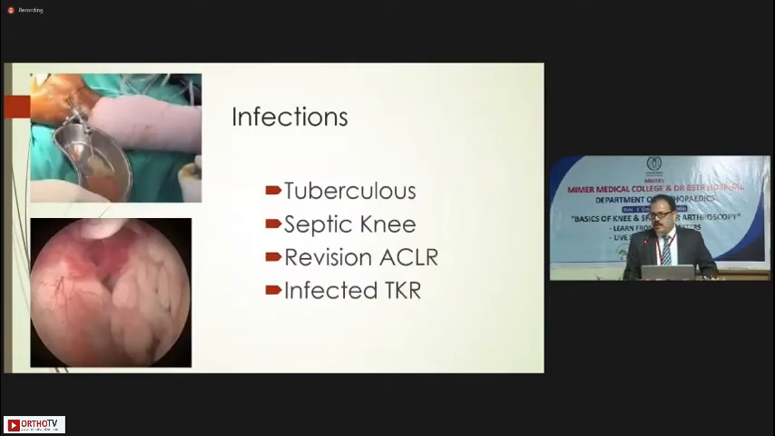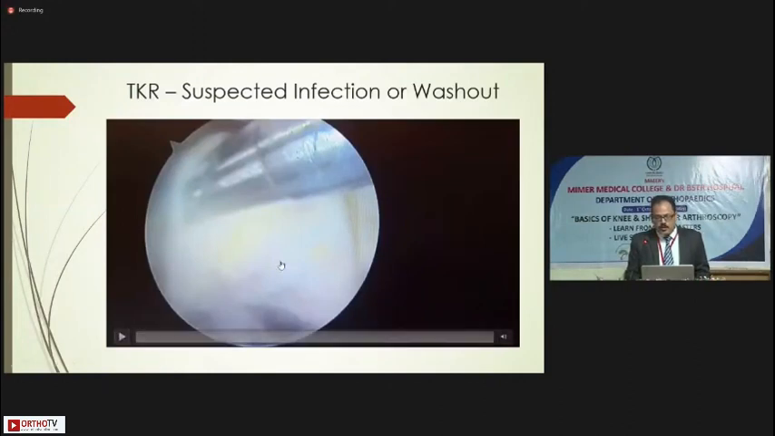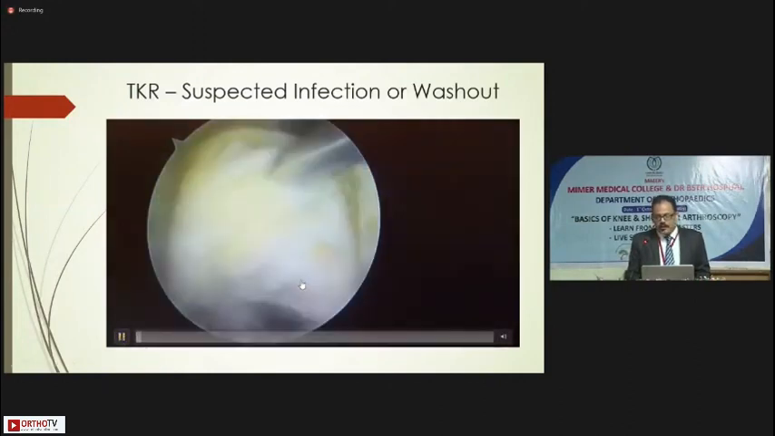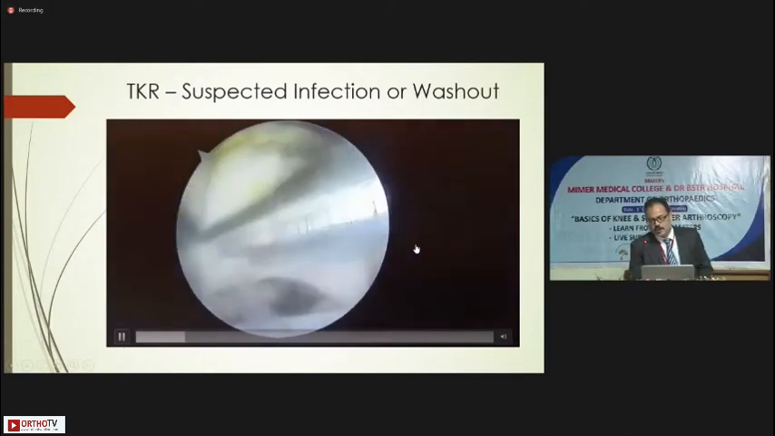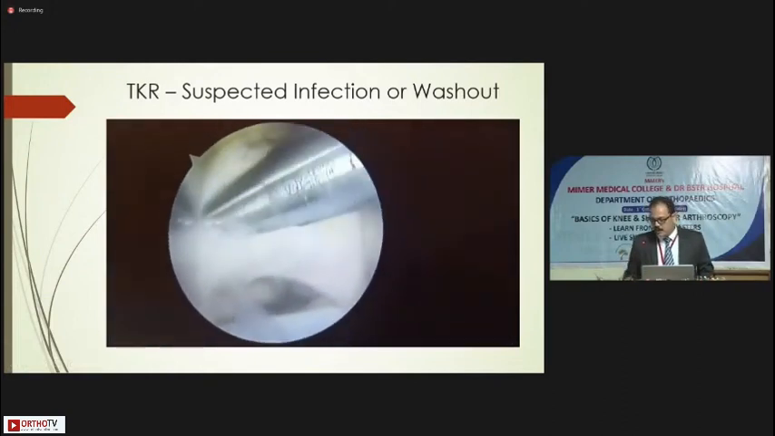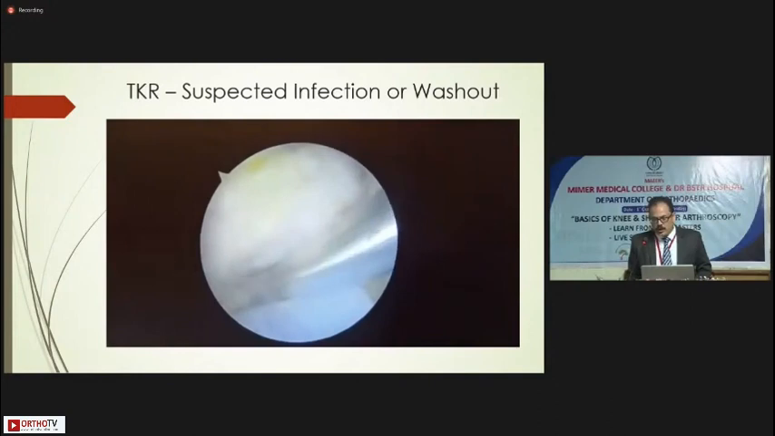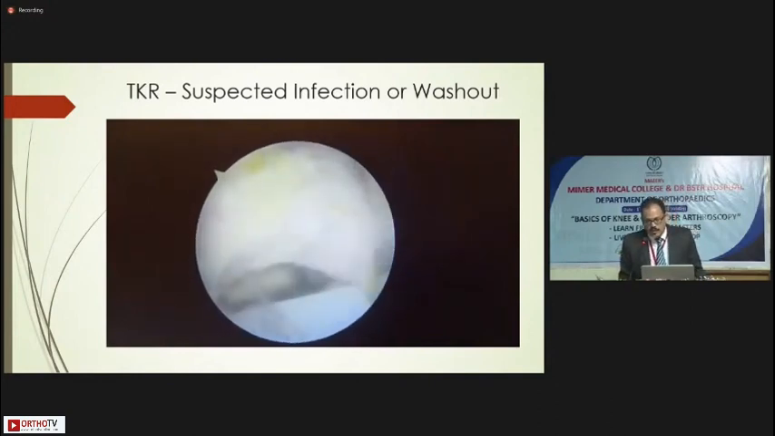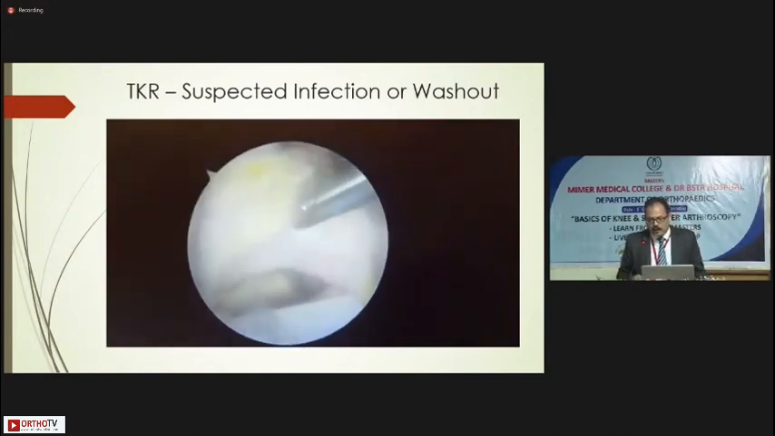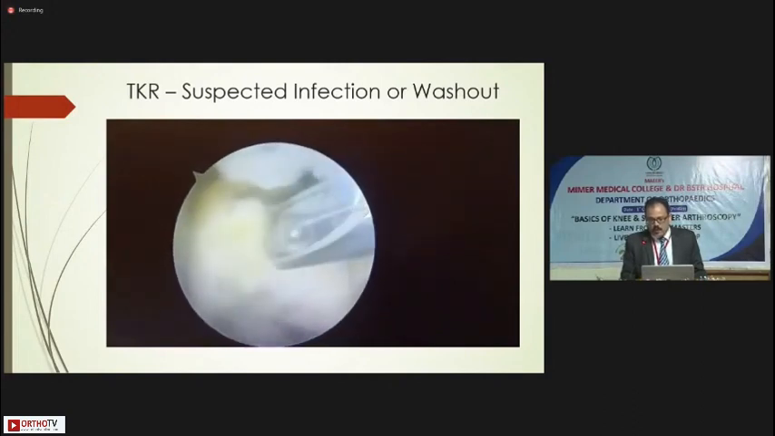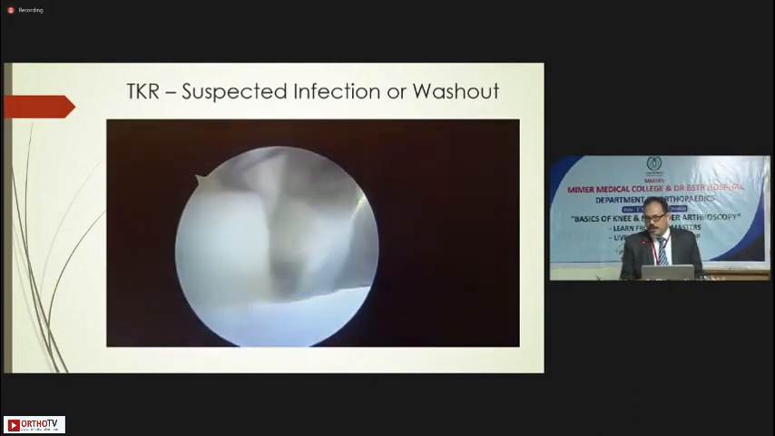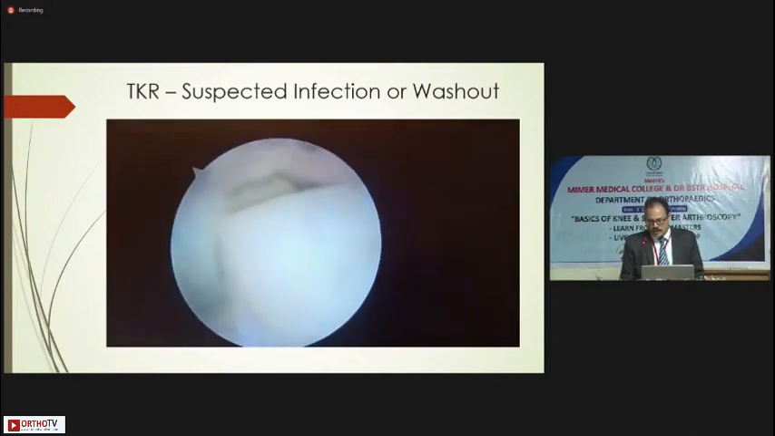Infections, tuberculosis or septic knee, revision ACLR infections can also be managed arthroscopically. Infected TKR, and especially the patient is not very fit and we just want to do a washout. So this is one of the cases which we did in total knee replacement. We did an arthroscopy and arthroscopic washout. You can see that insert, poly insert, and you can see the metal implant there. And one has to be doing this very, very thorough synovectomy and of course insert a drain and do whatever else is required. This is a Dias procedure.